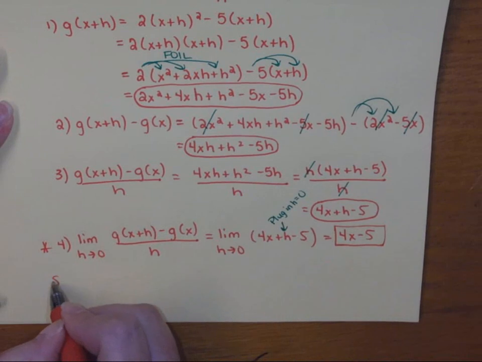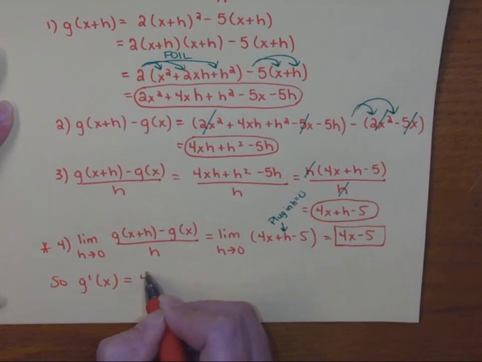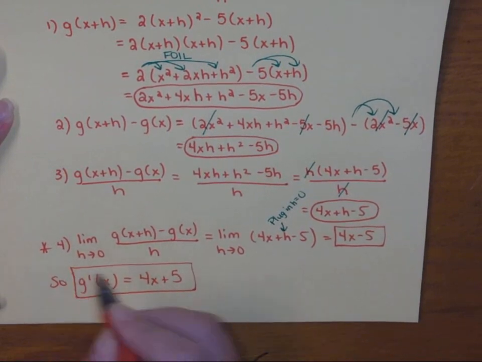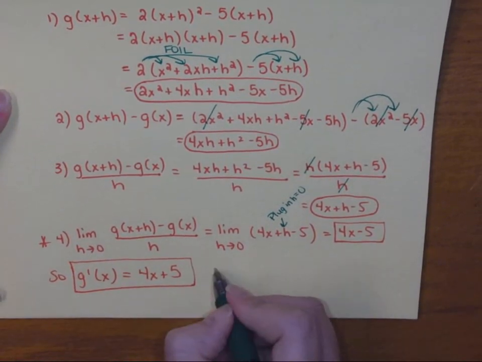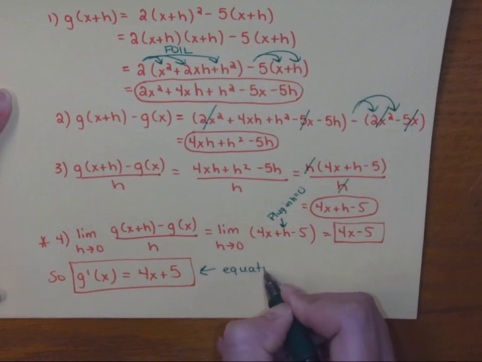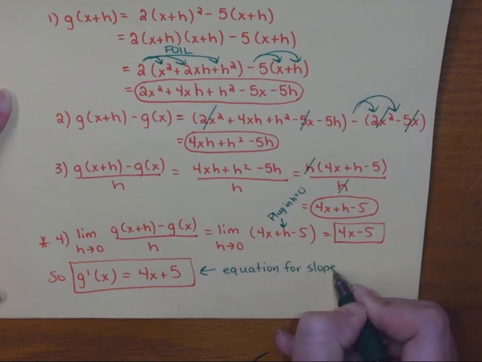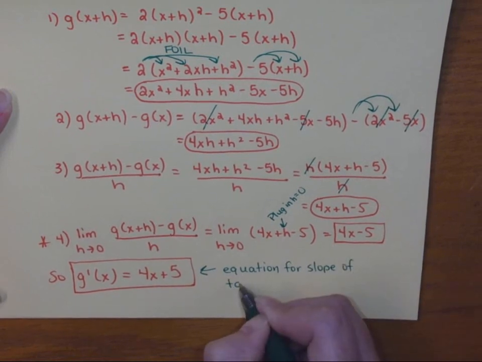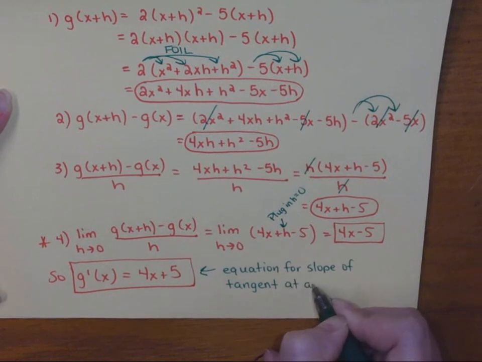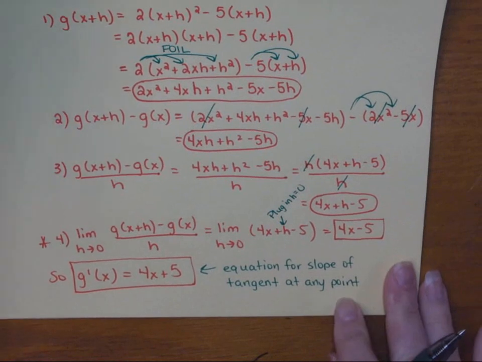So make sure you know how to write this. The derivative of g was 4x minus 5. And once again, this describes the equation for the slope of the tangent at any point at all. So depending on what the point is, that would change what the slope was.